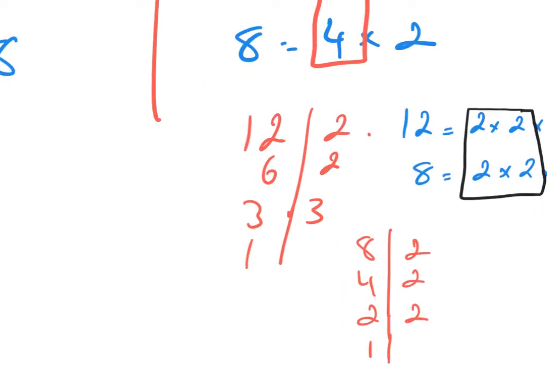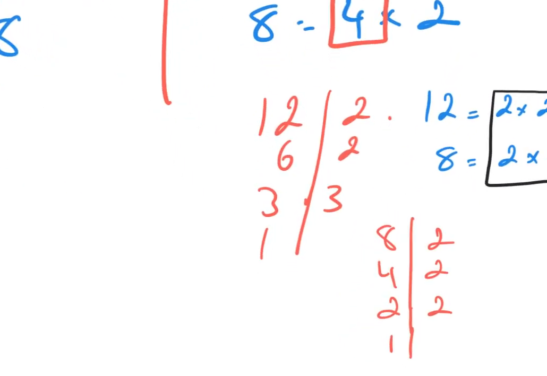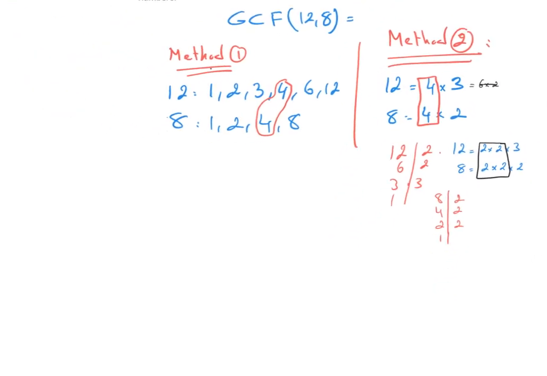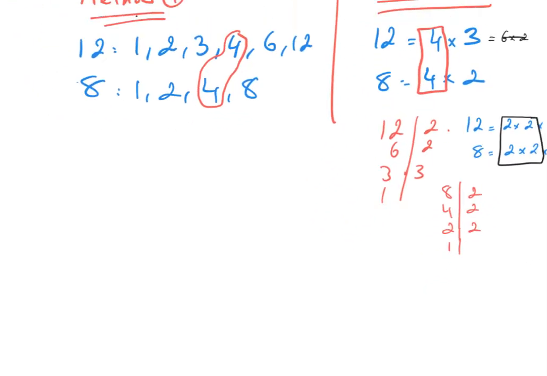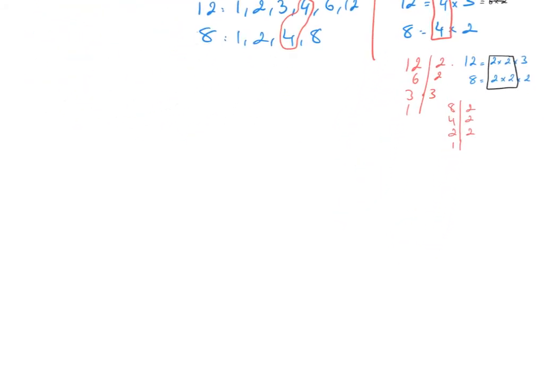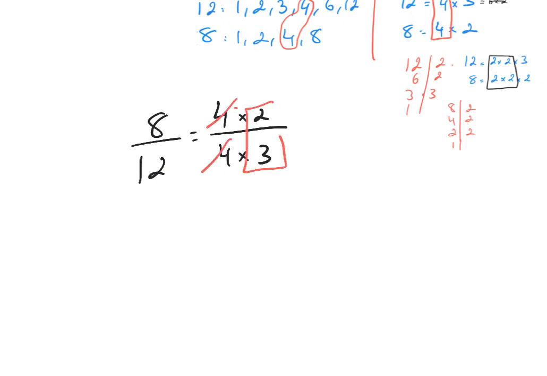Let me give you the big picture here. Why do we need GCF? We need the GCF also to cancel, to reduce fractions sometimes, or to find a common factor between two numbers. Let's suppose I have 8/12 and I want to cancel this fraction. We know that 8 is 4 times 2, and 12 is 4 times 3. By canceling the greatest common factor, we come up with 2/3.